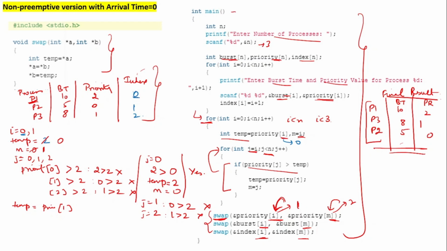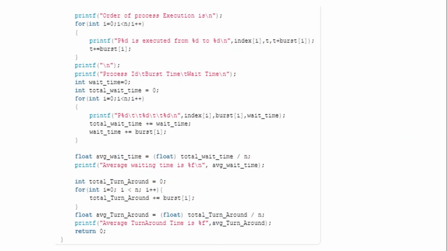And when I get this as the final result, I have the order of execution with me. Now I will be printing what exactly the order of my execution is. So the order of execution would be p1, sorry, p3 and p2. This would be printed. The indexing, the time, the burst time, everything would be printed. And then here in this particular case, I am displaying my processes with their burst time and waiting time. So this is the whole displaying part.